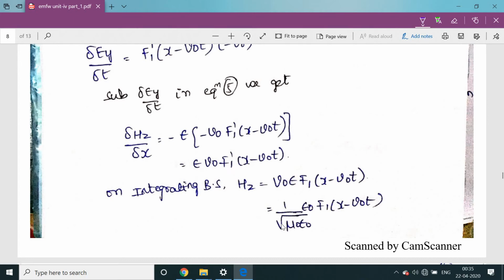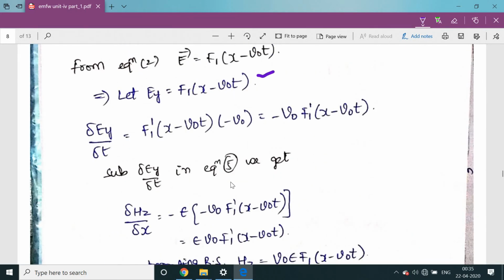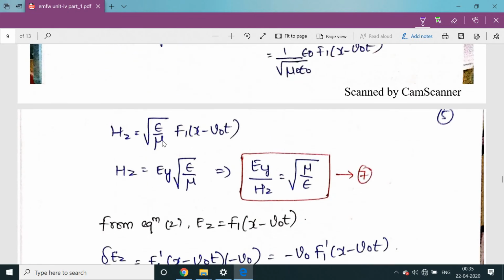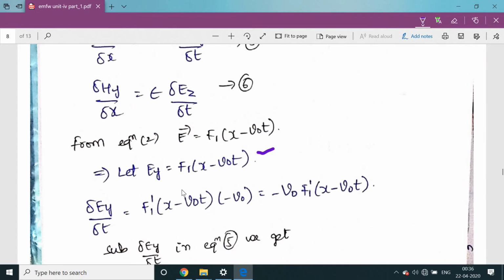So what is v naught? That is 1 by square root of mu naught epsilon naught, and this is epsilon naught. Both of them get cancelled. So you get square root of epsilon naught by mu naught times f1 of x minus v naught t. So this is the equation for hz. Previously we have considered that this f1 of x minus v naught t is ey. So you can say this is replaced by ey. So hz is equal to ey square root of epsilon by mu. So ey by hz is equal to square root of mu by epsilon.